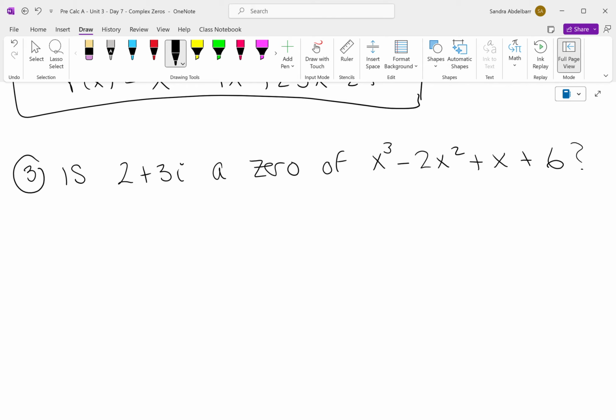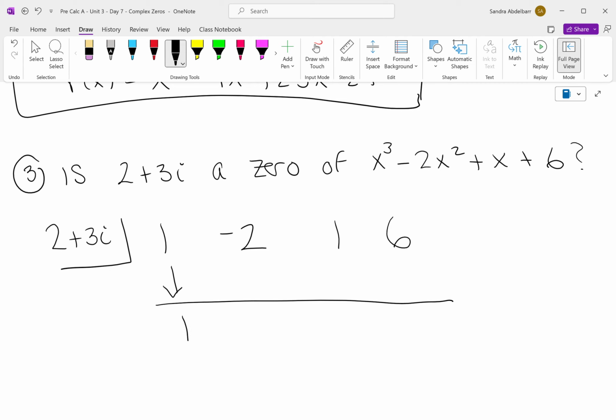Catherine? Should you use synthetic? Yeah, we're going to use synthetic. If our last column comes out to a 0, then it's a 0. If it doesn't come out to a 0, then it is not a 0. So we're going to use synthetic substitution. We got 2 plus 3i in our box right here. Is every exponent counted for? Yes. So we have a 1, negative 2, a 1, and a 6.